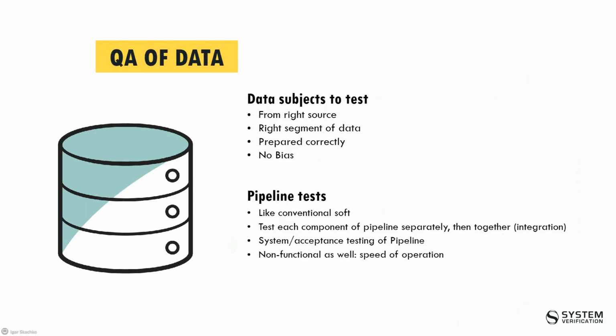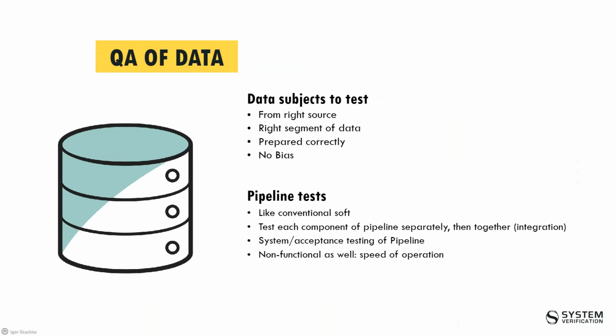So if we look at the QA process itself, we need to make sure that the data is from the right source, and that from all the data we got from the source, we have chosen the right one and not some extra or some lacking. Now, it should be prepared correctly. Again, the quality of data is a separate topic, and it should contain no bias. So, for example, some unseen patterns, such as blue-eyed people getting a larger credit score than other people.